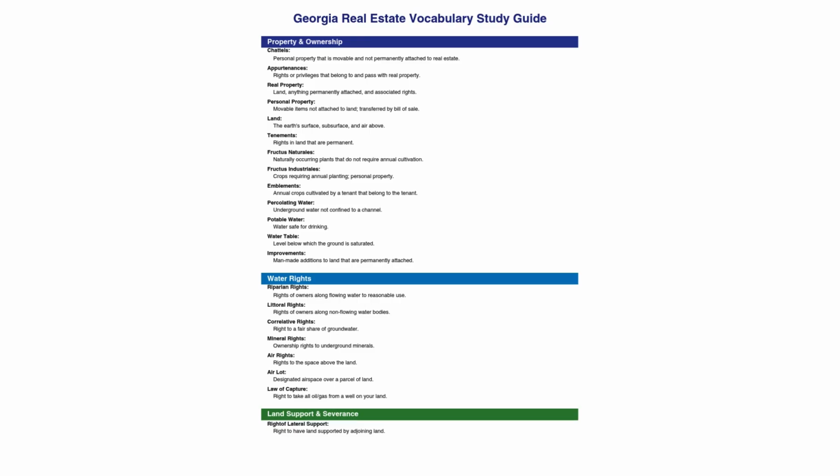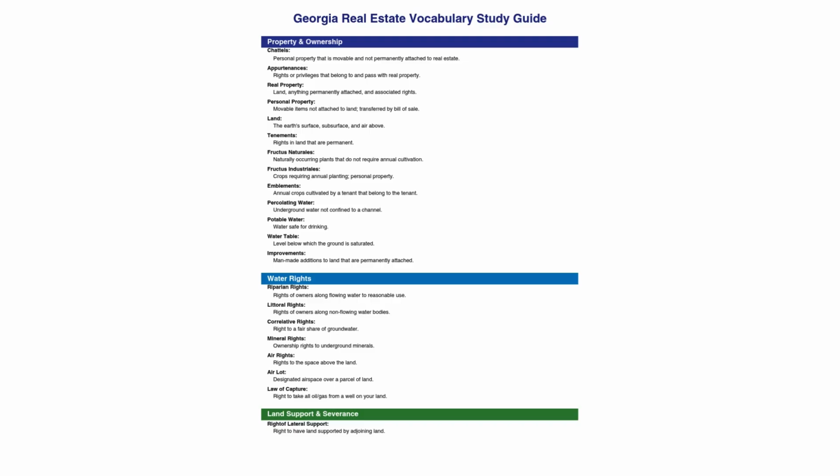Percolating water is underground water, not confined to a channel. Potable water is water that is drinkable. The water table is the level below which the ground is saturated, where you can find this potable water. Improvements mean man-made additions to the land that are permanently attached.